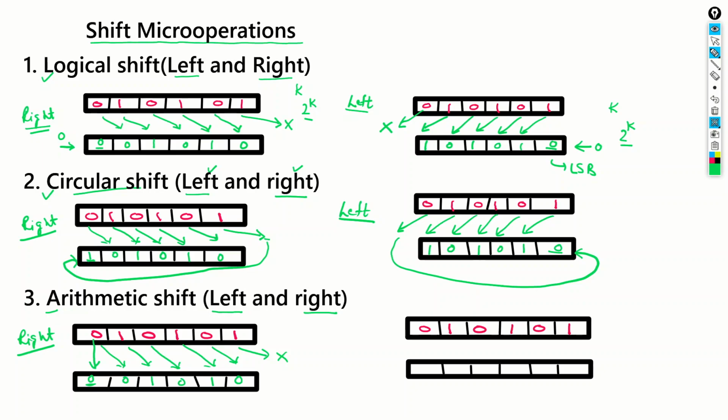Now we see the arithmetic left shift operation. So in case of the arithmetic left shift, we will do the same process as we have done for the logical left shift operation. So this bit will be discarded. This bit will be shifted here. This bit will be shifted here. This bit will be shifted here. This bit will be shifted here. This bit will be shifted here, right?